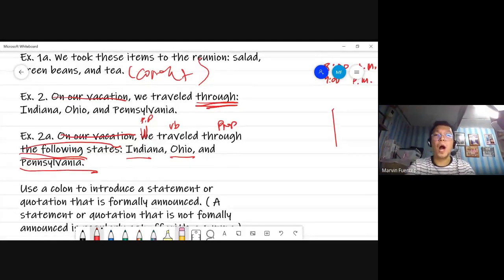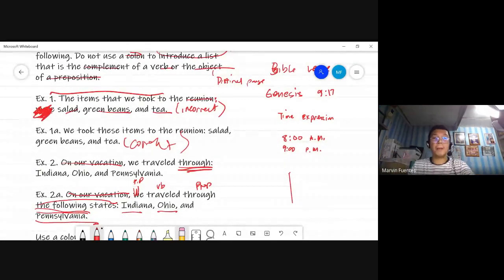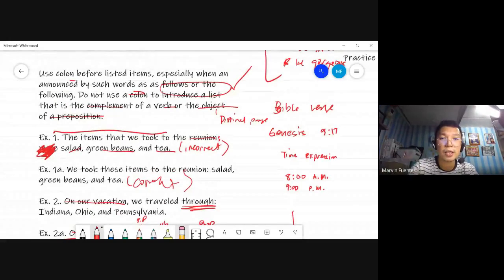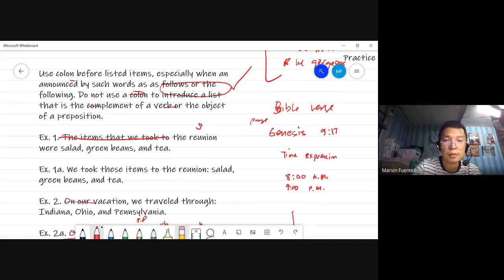Examples number 1 and 2 tell us that automatically, if there is a presence of the subject, which is the reunion, don't mind this one. Alright? The reunion, plus if there is a presence of the verb where, because this where is helping the subject reunion to connect it with this specific list. So it is wrong that you are going to put a distinct pause in the presence of a colon.